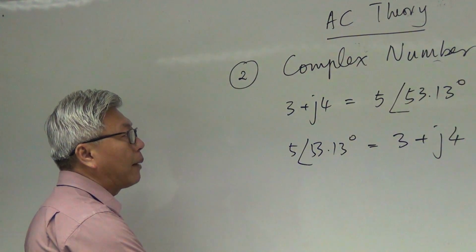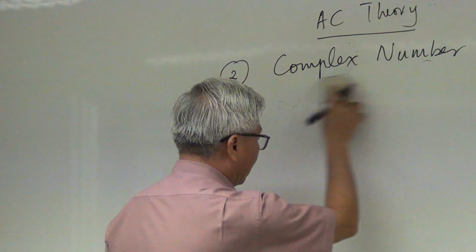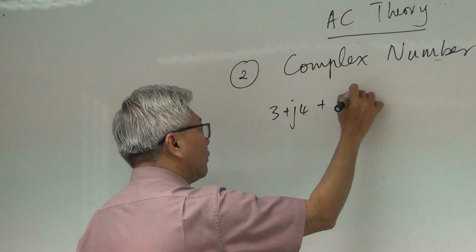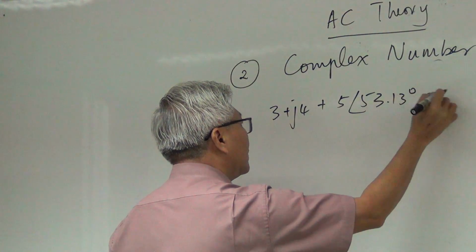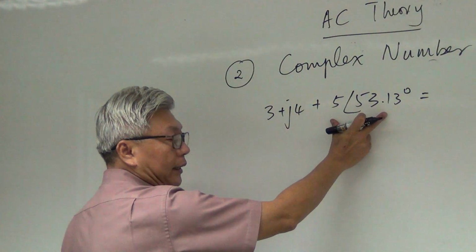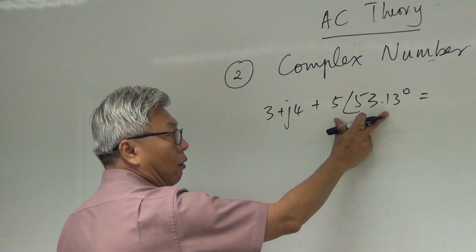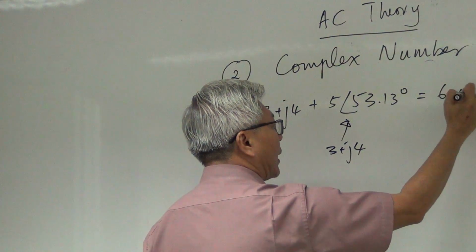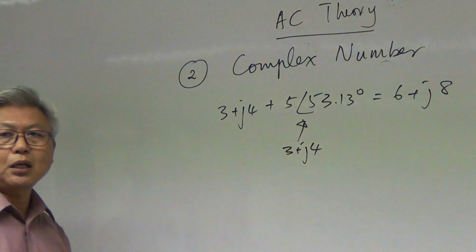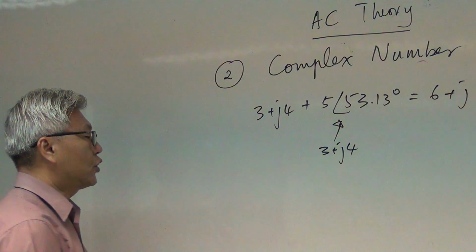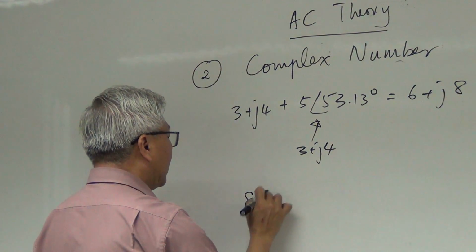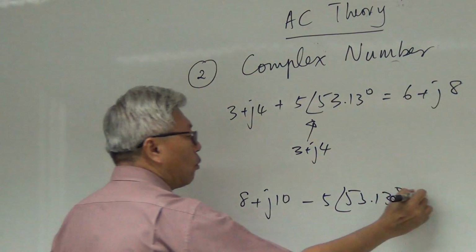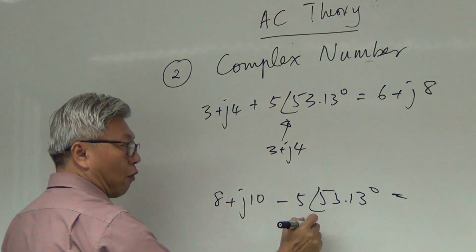Alright, so now let's talk about mathematics. Okay, if I were to add the number 3 plus j4 plus 5 at 53.13, you must convert this into rectangular number. So this becomes 3 plus j4, right? So this is actually 3 plus j4. So when you add these two numbers, it becomes 6 plus j8. Okay? So that's addition. Subtraction. If I have 8 plus j10 minus 5 at 53.13, subtraction. Likewise, you must convert this into 3 plus j4.